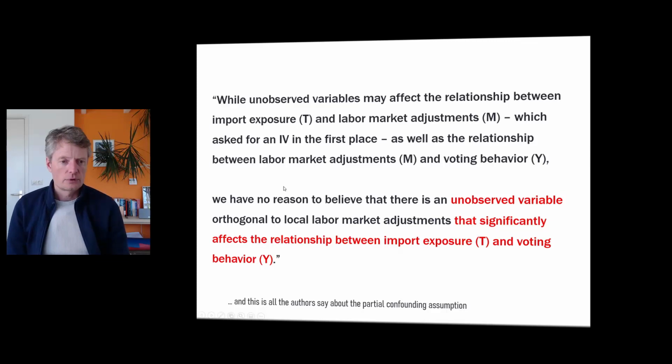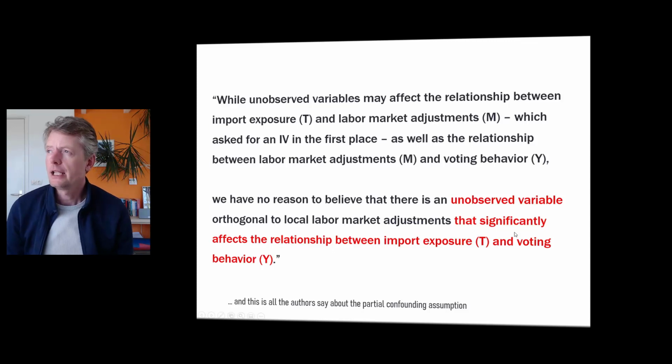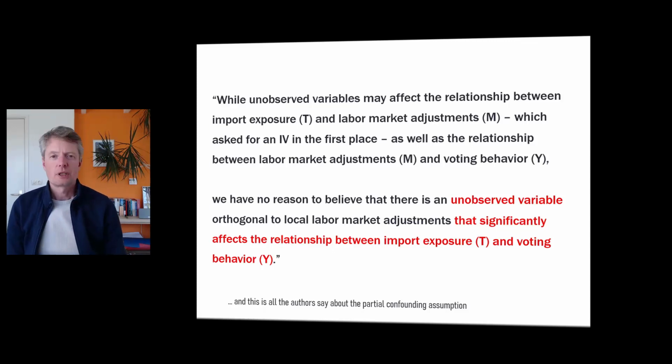They actually say this in so many words in their paper. They say the following: we have no reason to believe that there is an unobserved variable orthogonal to local labor market adjustments that significantly affects the relationship between import exposure, i.e. T, and voting behavior, Y. But this is also all they say. So they don't really explain in terms that everybody can understand why this should be true. Basically, they say this is so trivial that we don't need to explain this any further.